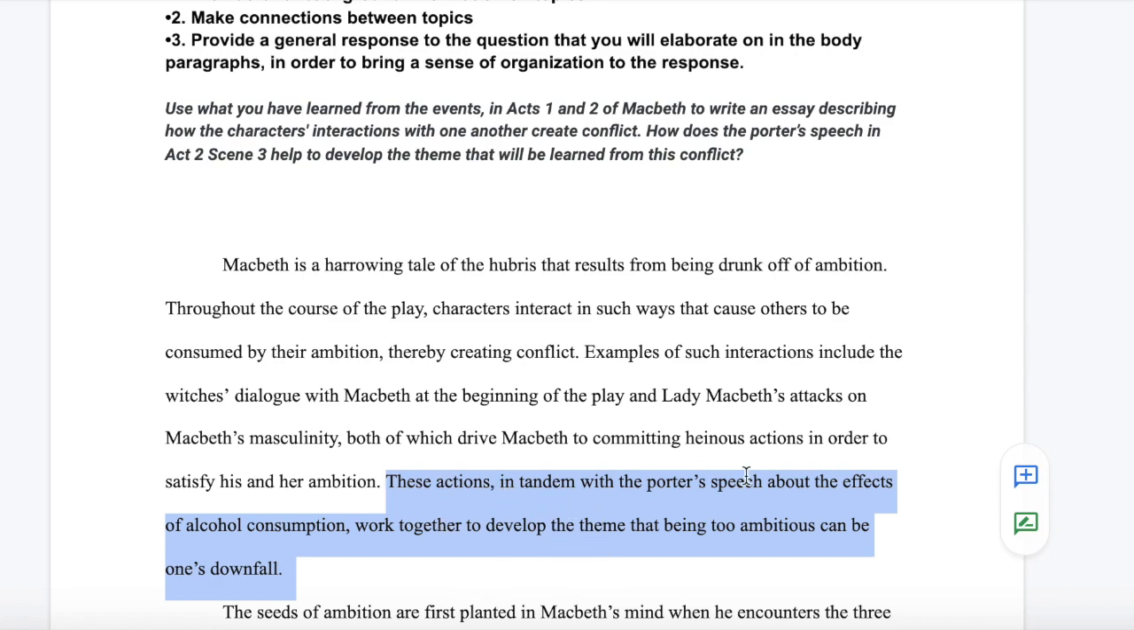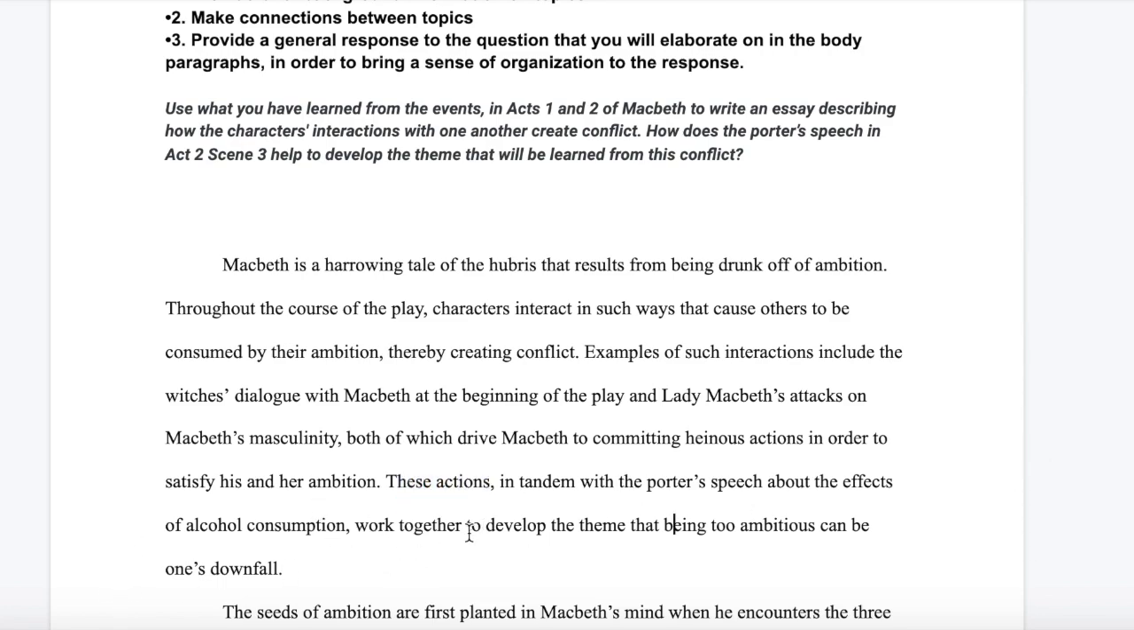So I say these actions, the characters' interactions, in tandem with the Porter's speech, so I connect characters' interactions to Porter's speech because I say when you consider them together, about the effects of alcohol, they work together to develop the theme that being too ambitious can be one's downfall. So I connect the topic of theme also to the Porter's speech and the interactions of the characters, because I say the theme is developed by both of these topics that we're discussing.